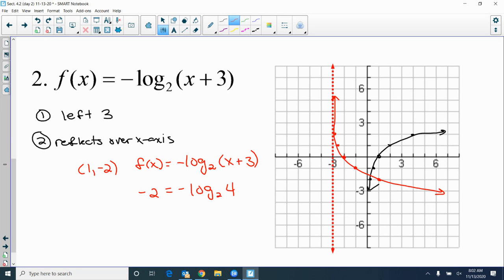All right, how do I handle a negative out in front? Here's what I can do to get rid of that negative: I can divide by -1. That gives me 2 equals log base 2 of 4, and 2 squared equals 4. So now we can justify that it works. That does give us the correct answer.